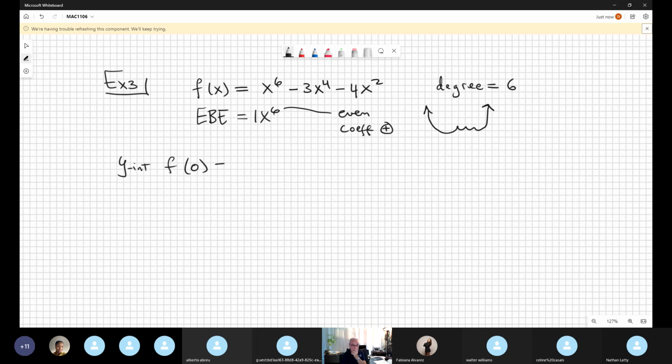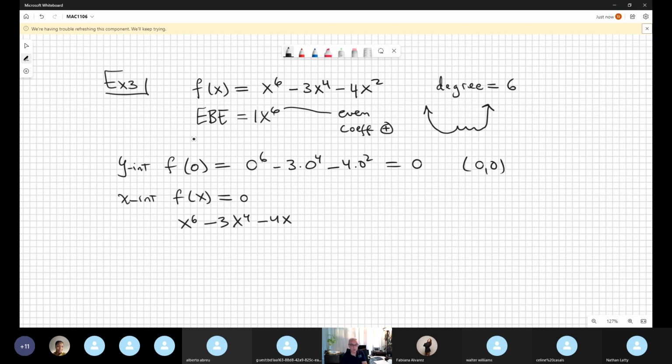Now evaluate the function at 0: 0 to the 6 minus 3 times 0 to the 4 minus 4 times 0 squared. It's obvious that it's 0. And the point is (0,0), similar to the other example 2. In this case, you see the two components are 0, because that point is the y-intercept and also an x-intercept. The x-intercepts use a different formula: f of x equals 0, which is x to the 6 minus 3 x to the 4 minus 4 x squared equals 0.